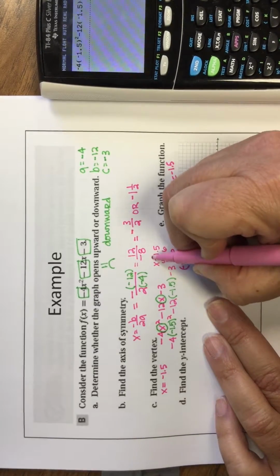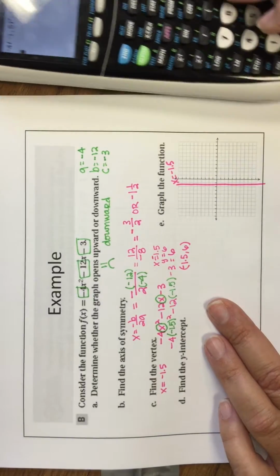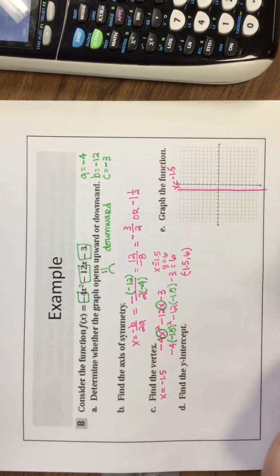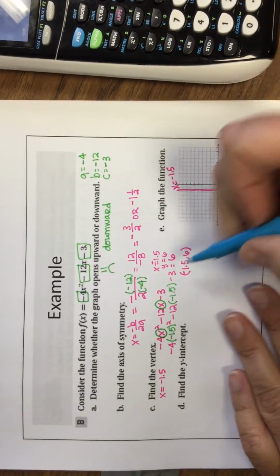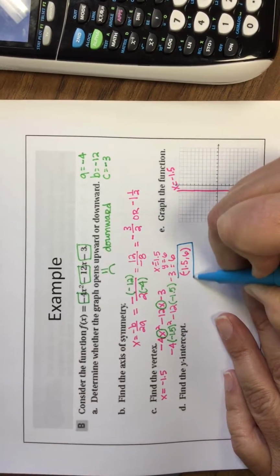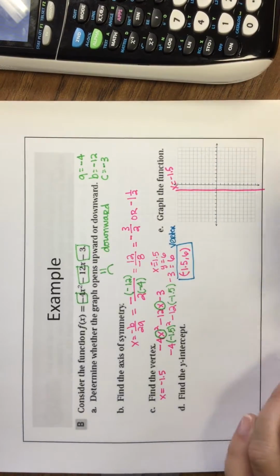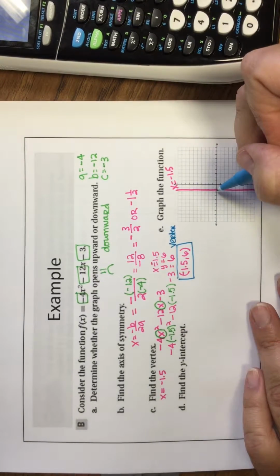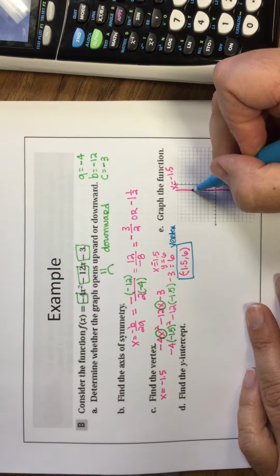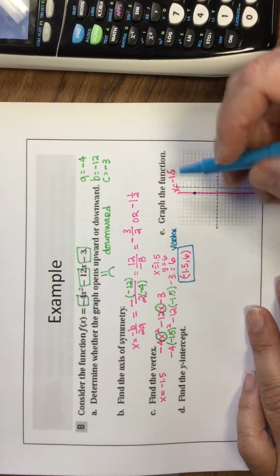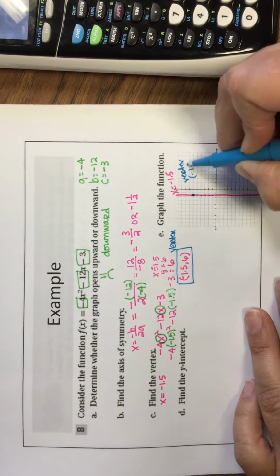Sorry, negative 1.5, 6. Now, if we've done this correctly, it should land on our line of symmetry. I'm going to put this in blue so it stands out a little bit more. This is our vertex. So negative 1.5, 6. 1, 2, 3, 4, 5, 6. Sure enough, it lands on our line of symmetry.